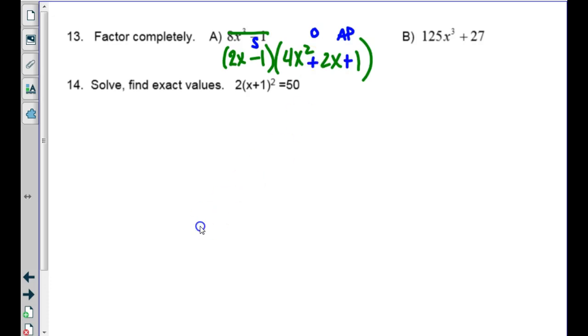Did you need me to do the other one, or you got it? What's the cube root of all this, guys? 5x plus 3. Okay, 5x times 5x. 5x times 3. 3 squared.